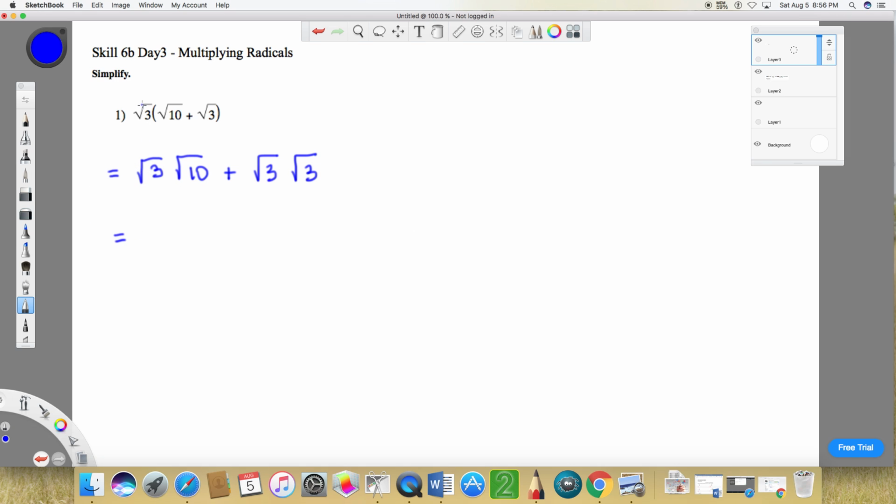Now, since these have the same index, it's implied that it's a 2. These are square roots. We've got the square root of 3 times the square root of 10. And 10 just breaks down to 2 and 5. So this is 2 times 3 times 5. We don't have any pairs, so we're going to write this underneath one radical. But here, when we have the square root of 3 times the square root of 3, that underneath one radical, that's the square root of 9. You have a pair of 3's, so that simplifies: the square root of 9 is 3. So there's our final answer.